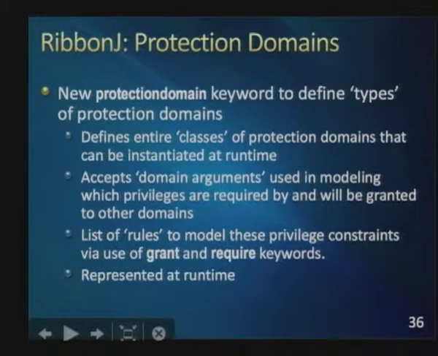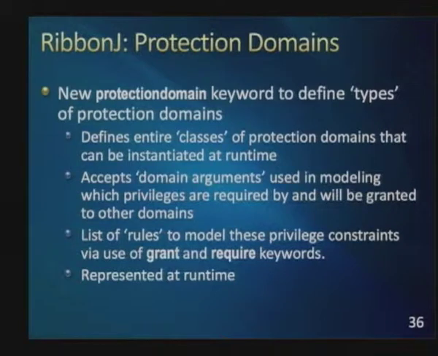So first we expose this protection domain idea with this new keyword, which is used at the same level as a class declaration. So you're defining a new type. It's a protection domain type. It accepts arguments which model which domains this one is going to interact with. And then inside of it has a list of rules. How do I grant privileges, or how do I acquire privileges, or in the language it's called require privileges from other domains.